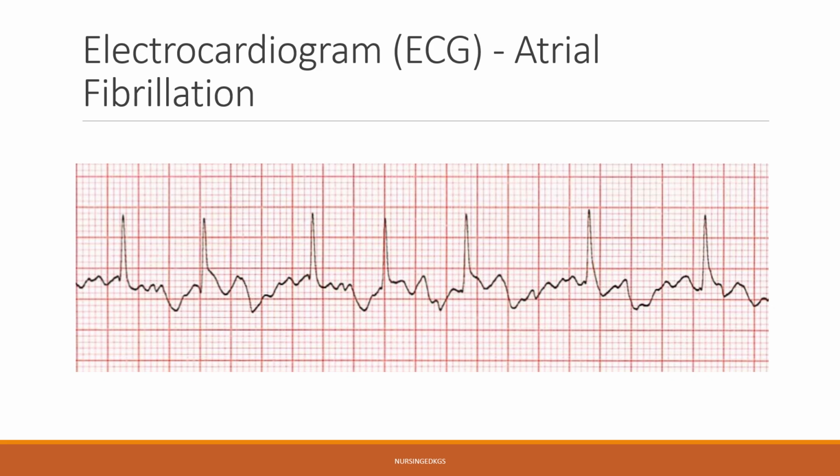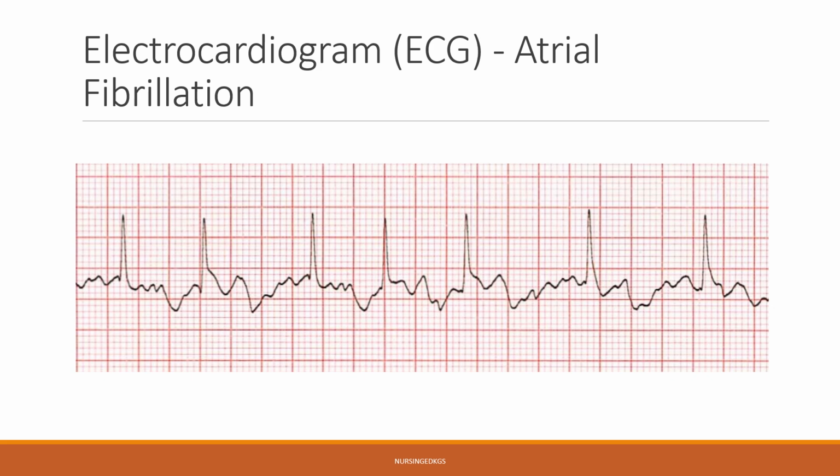Now, the R to R interval represents the time between heartbeats, and the longer the R to R interval is, the slower the heartbeat, or lower the heart rate, I'd say. For example, on a 6-second rhythm strip, an R to R interval longer than 1.2 seconds would correspond to a heart rate below 50, while an R to R interval shorter than 0.6 seconds would correspond to a heart rate above 100.